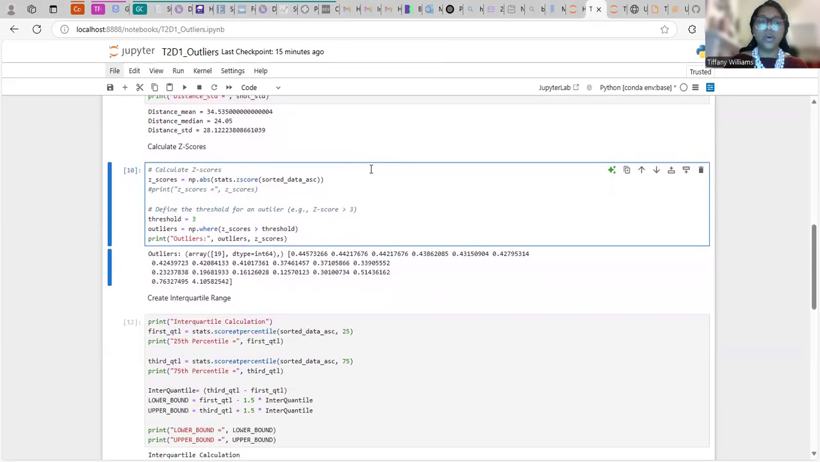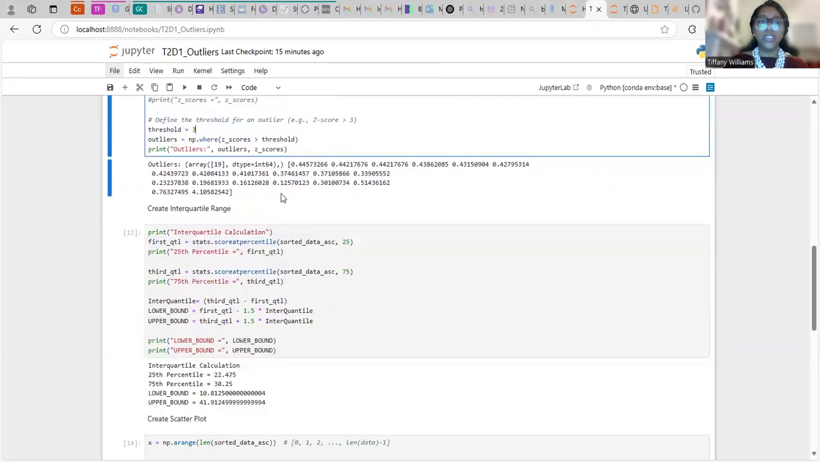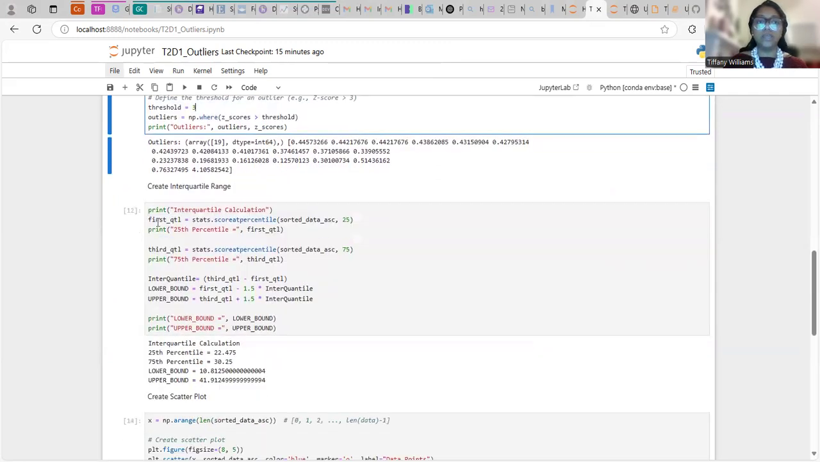Next, I'll use the interquartile range. So here, I calculated or declared the first quartile at the 25th percentile, and I printed that as the 25th percentile for the first quartile. And the third quartile I defined as the 75th percentile. And I declared the function interquartile as the third quartile minus the first quartile.